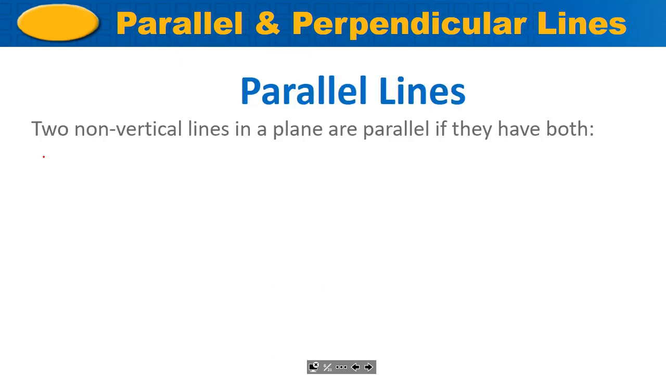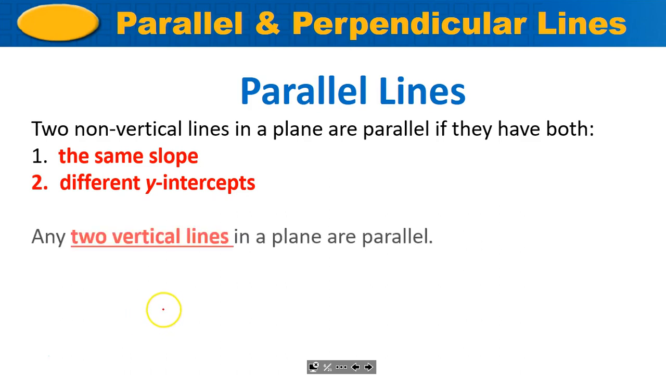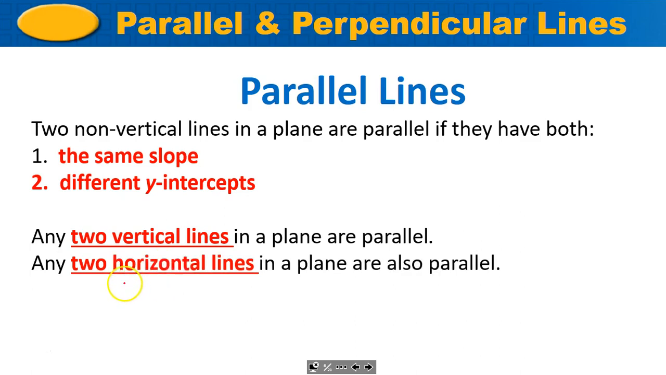Next, let's talk about what we know about parallel lines. So 2 non-vertical lines in a plane are parallel if they both have the same slope, and if they have different y-intercepts. Now, if they had the same slope and the same y-intercepts, they'd be the same line. So when we're talking about 2 lines, if they have the same slope and different y-intercepts, they are parallel. And on my notes for my students, it asks you down there at the bottom, what types of lines are always parallel? Well, 2 vertical lines are always parallel, and 2 horizontal lines are always parallel.